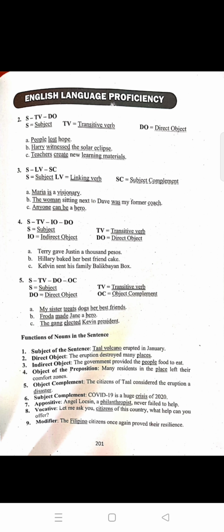Vocative: let me ask you, citizens of this country, what help can you offer? So when we say vocative, that noun citizens is just trying to give an address to the person you are calling. And then next is modifier. The Filipino citizens once again proved their resilience. So Filipino is trying to modify your noun citizens. Thus, the noun Filipino is functioning as a modifier in the sentence.